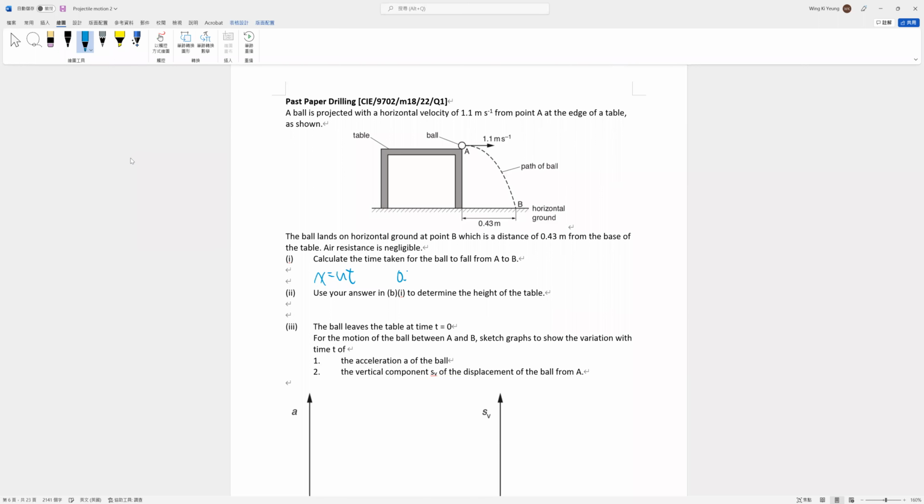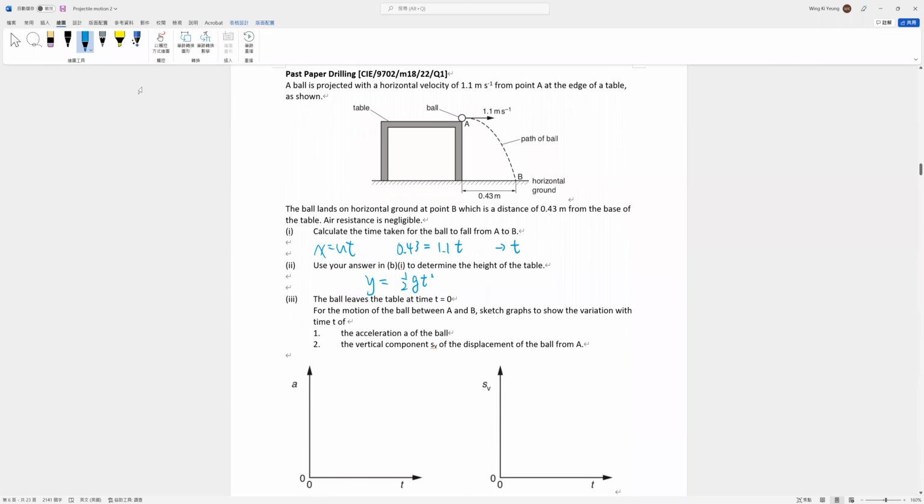Then it should be 0.43, equal to 1.1 times t. Then you can solve for the time. How to determine the height? Then we just use y equals half g t squared. Then you substitute the time, then you can get it. Okay, that's it. Nothing else.